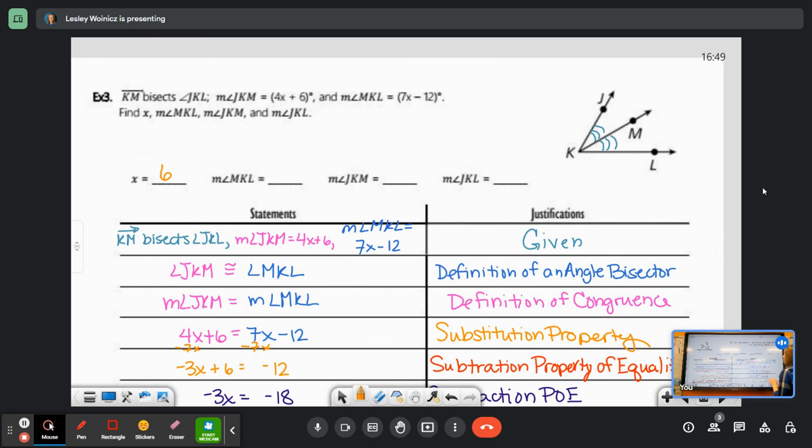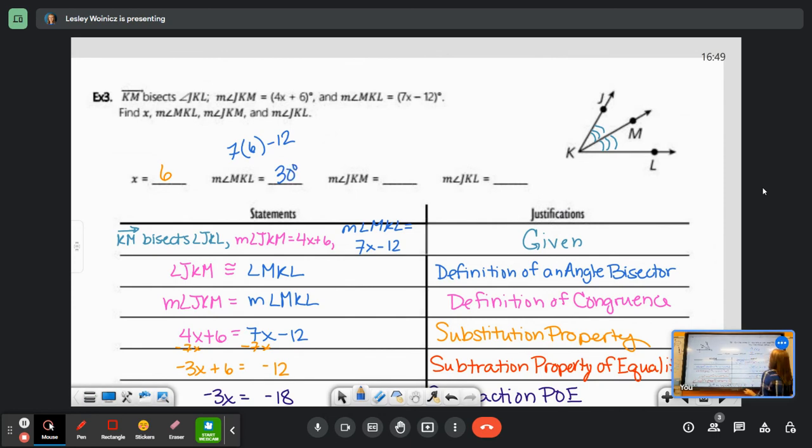Okay, now we just have to plug it in. So MKL, that's my blue one. Angle MKL, its measure is 7 times x minus 12. 7 times 6 is 42. Take away 12 is 30 degrees. Oops, I wrote 30, is what I meant.